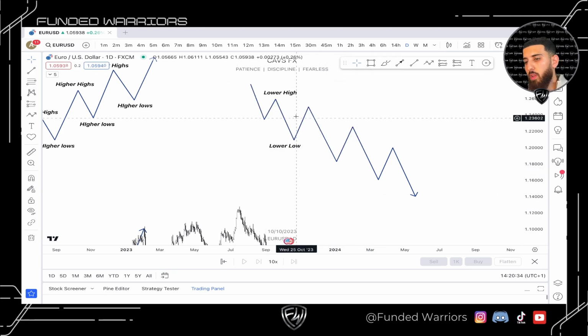Now what has price done? It created a lower high. Now it's breached this point right here, the previous lower low, to create a new lower low. Now what did price do? It came back up to create a new lower high. It didn't breach this point right here, because again we know this was our previous lower high. So as it's under this point, price has now created a new lower high.